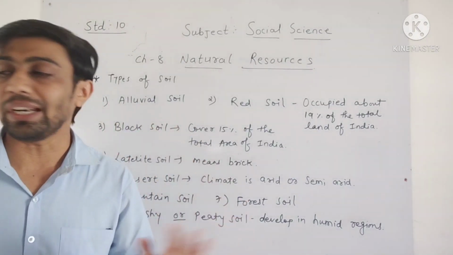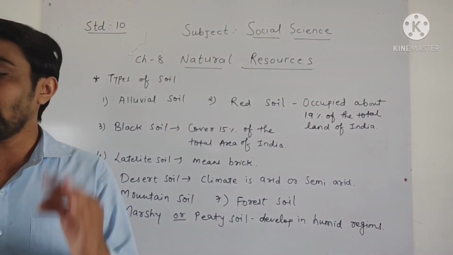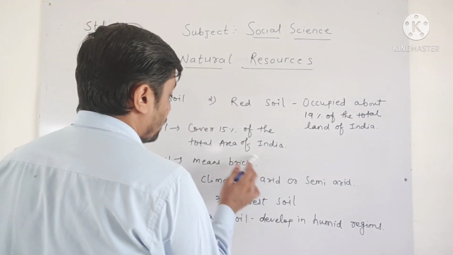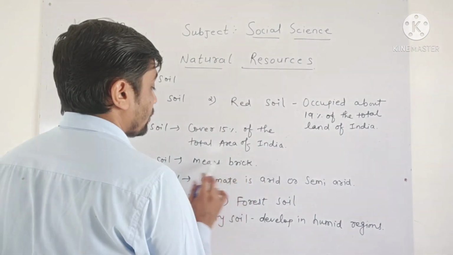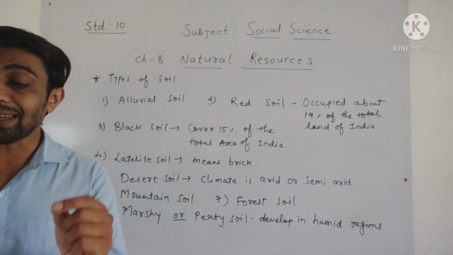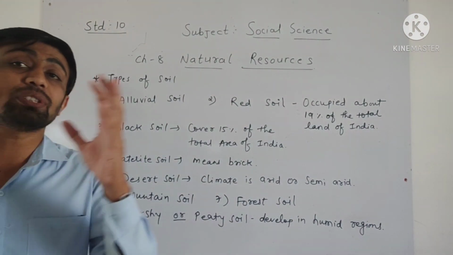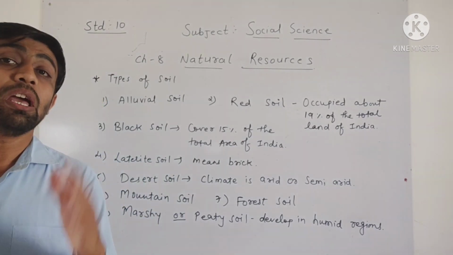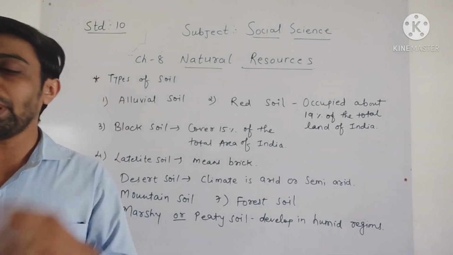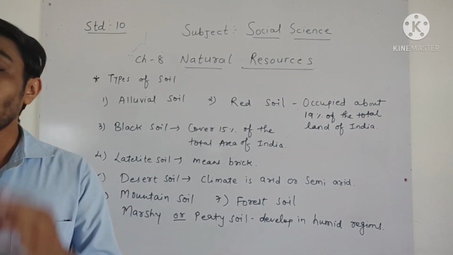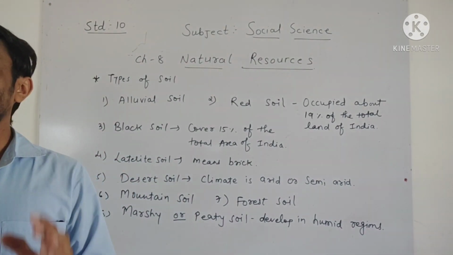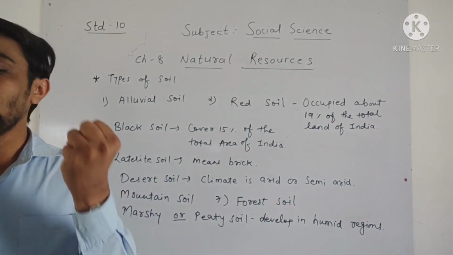It is derived from the Latin word later, which means a brick. Because of that, dear children, it is red in color due to the iron oxide. Due to the iron oxide, laterite soil is a little bit red in color. When this soil becomes wet, it becomes smooth like butter, and when it is dry, it becomes very hard.